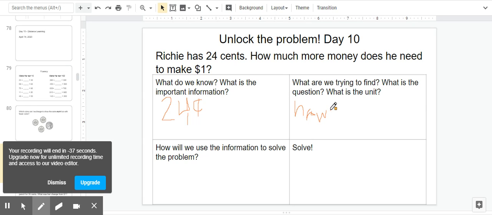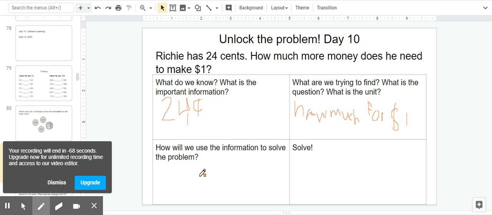How much for $1? And our unit, we're talking about cents and dollars. How will we use the information to solve the problem?